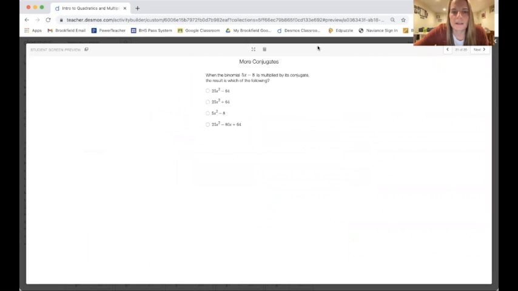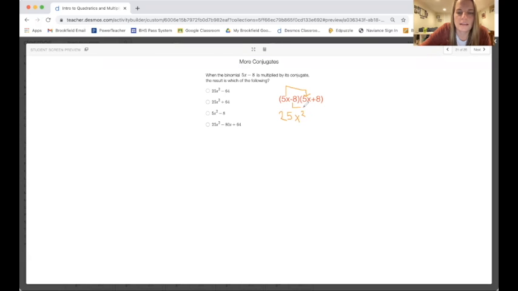Few more problems here. So when the binomial is multiplied by its conjugate, we have 5x minus 8, so the conjugate is the same thing, different signs. It's going to be 5x plus 8. And then it wants you to multiply it out. So I'm going to do first times first, last times last. So 5x times 5x is 25x squared.